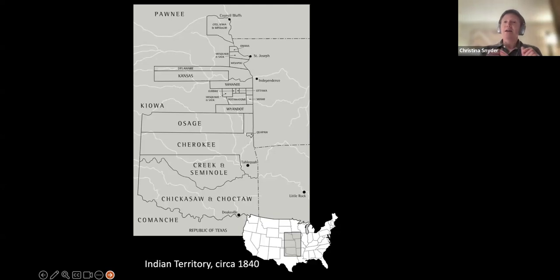And Choctaws are really at the vanguard of creating a public school system in Indian Territory. They were the first ones to really put it into action. The Cherokees were very close in there as well, and many of the other Native nations that you see depicted here. But I'm just going to talk for a bit about the Choctaws because they kind of took the lead in this movement.